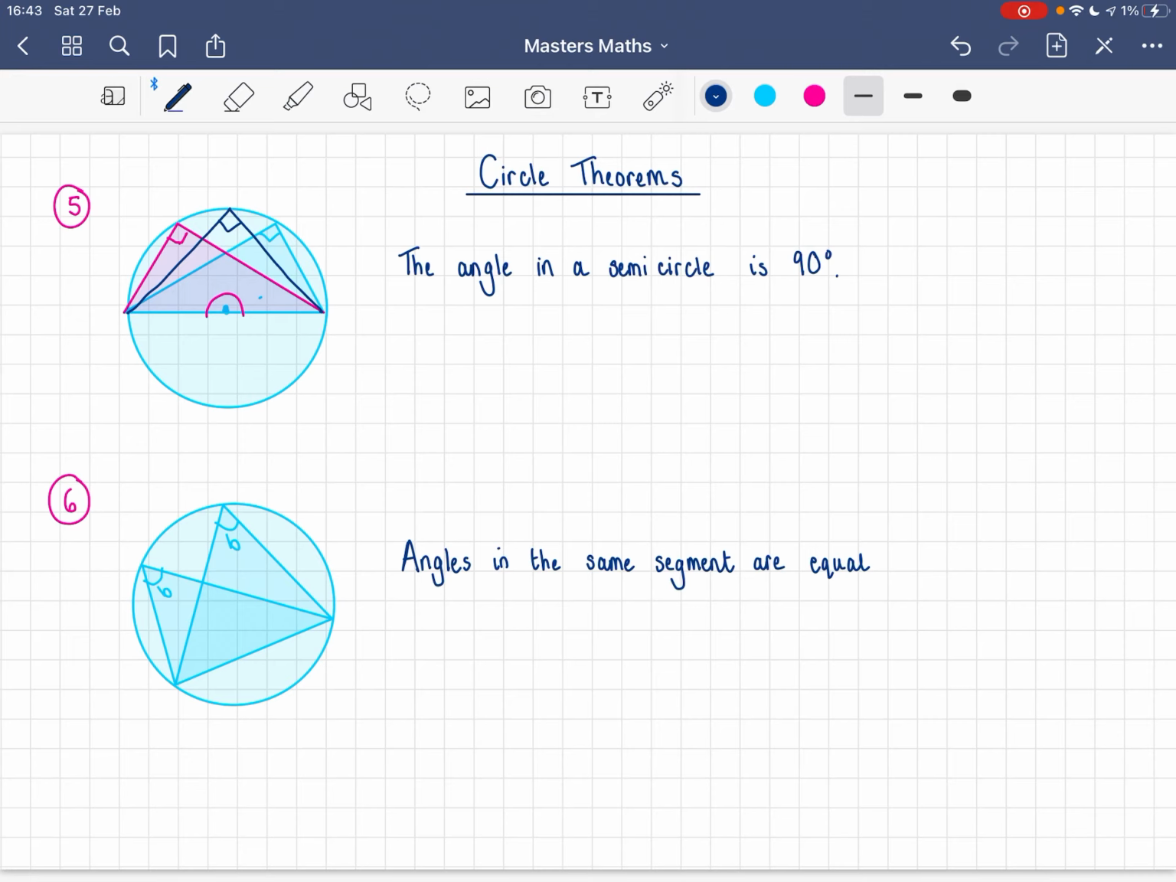Okay, this one, again, sometimes you will hear this referred to as a bow tie theorem. Again, please don't use that word in an exam. It's not its official name, but it kind of looks like it's making a bow tie. And the rule is that angles in the same segment are equal.